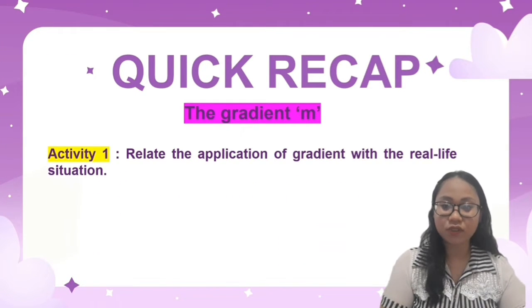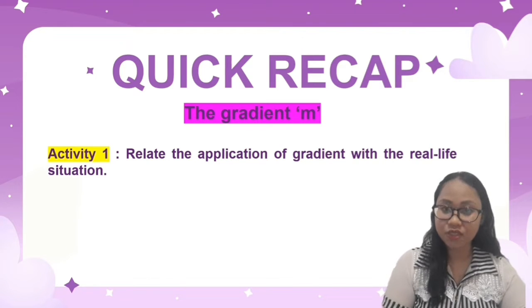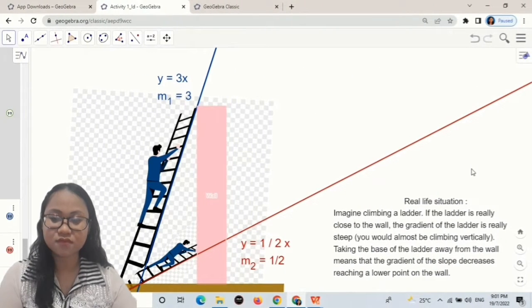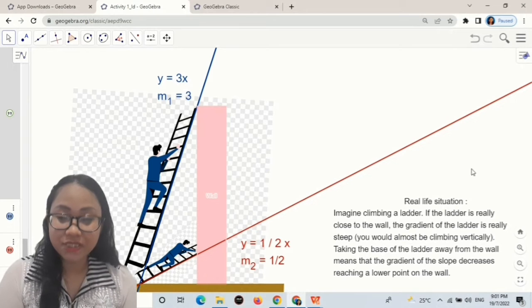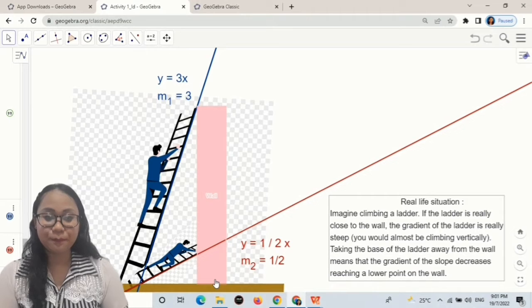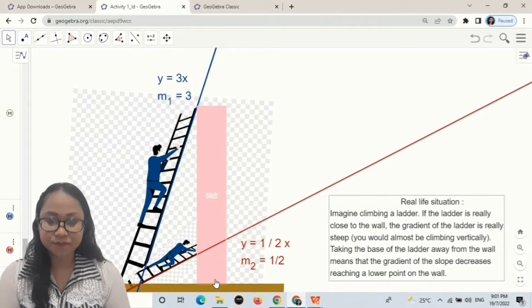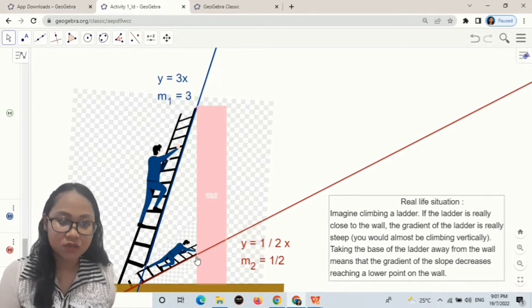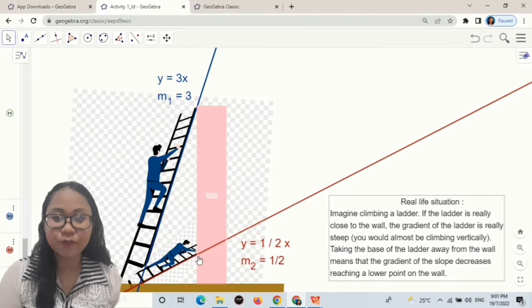Are you ready to do our first activity? In this activity, we will relate the application of gradients with real-life situations. Let's observe the picture that I have created in this GeoGebra together. The pink block represents the wall. The blue line is a straight line with slope equal to 3. And the red line is a straight line with slope equal to 1/2.